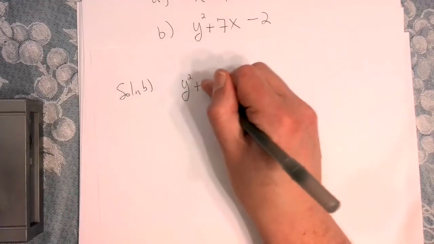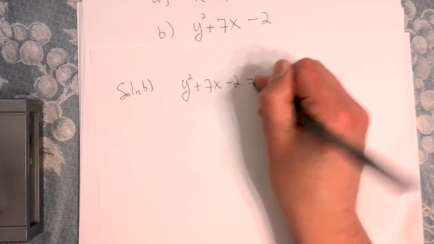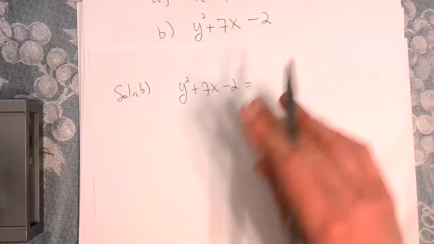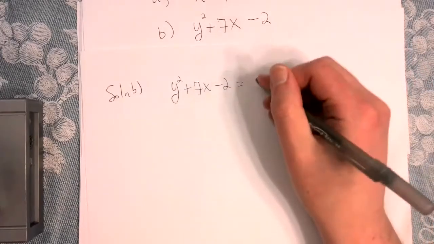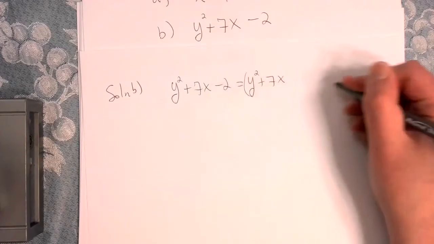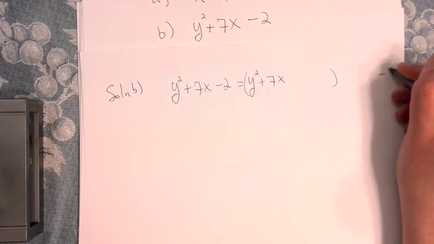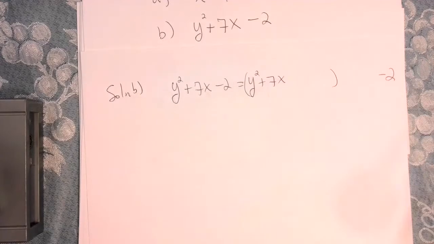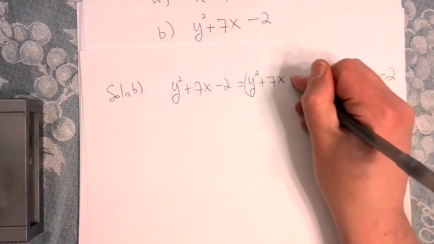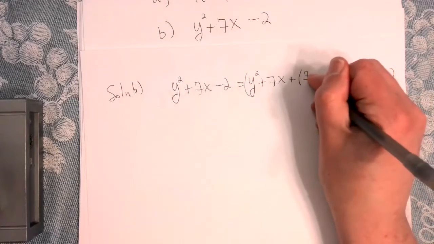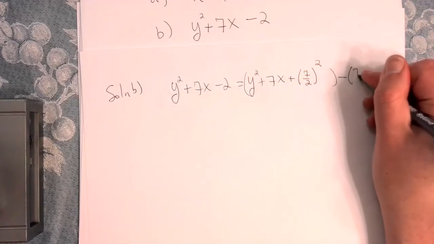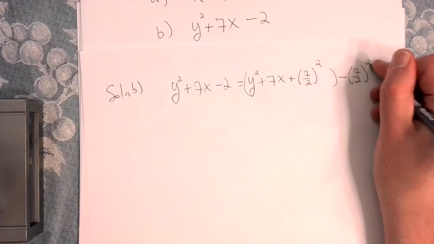So we have y squared plus 7x minus 2. We want to move the constant, just like we slid that square over to the end in the last geometry problem. Now to complete the square, I want to take half of this and square it. So I want to add 7 halves quantity squared, and for balance, I want to subtract 7 halves quantity squared.